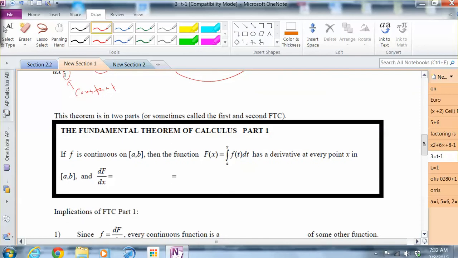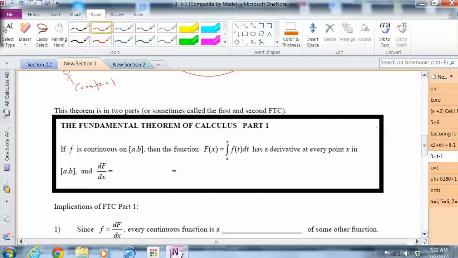The second part of FTC, we'll talk about in class on Monday. But if f is a continuous function on an interval from a to b, and capital F of x equals this, then I'll have a derivative at every point x in (a, b), and the derivative of your antiderivative will just be little f of x. Or actually, I think I meant to put here d/dx of the integral from a constant to x of f of t dt is going to equal f of x. So the derivative of the antiderivative equals f of x if you're integrating from a constant to x.